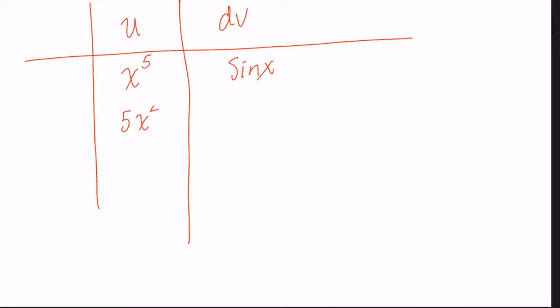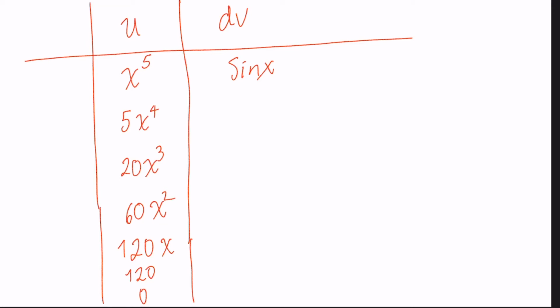So the first derivative is 5x to the 4. The second derivative is 20x cubed. The third derivative is 60x squared. The fourth derivative is 120x. The fifth derivative is 120. And finally, the derivative of a constant is 0. Now, this is u, which we will use for derivatives. And dv will be used for integrals.